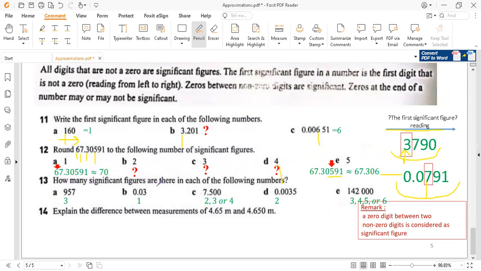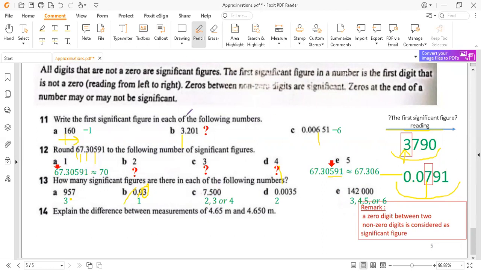How many significant figures are there in each of the following numbers? 1, 2, 3, so we have 3. This zero is not considered a significant figure because it comes before the first non-zero digit. So 3 is the only significant figure for this number. Here we have 7, 5, so 2 significant figures. Very clear, we have 2 significant figures.